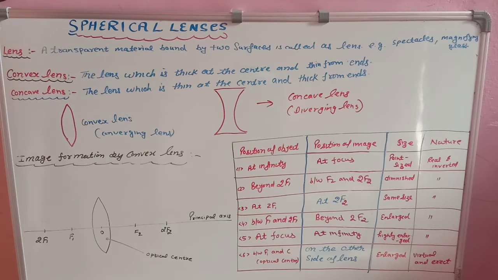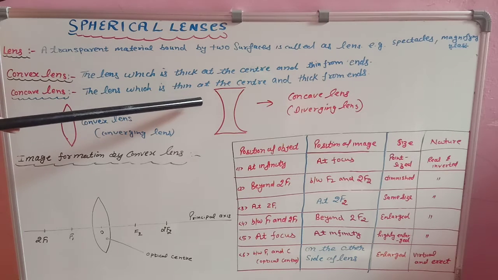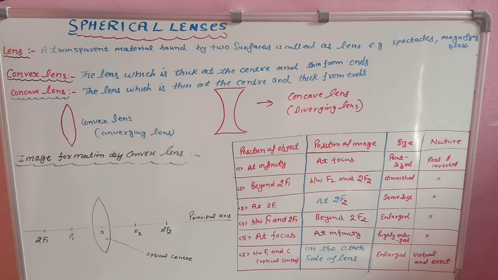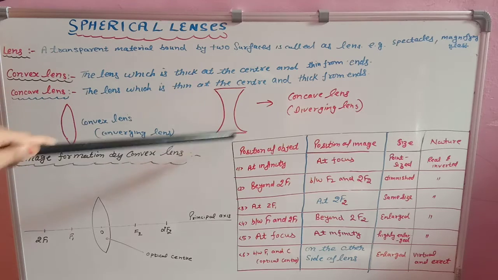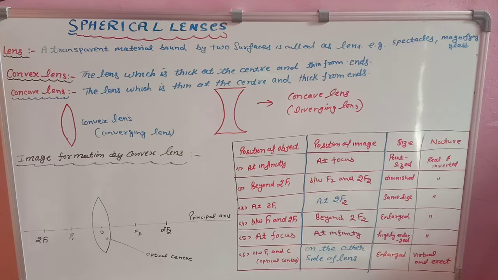If you remember, in mirrors the concave mirror was converging, and the concave lens is diverging. So the opposite is here. In mirrors, concave mirror is converging, but in lenses, concave lens is diverging. Similarly, convex mirror is diverging, but convex lens is converging. Similarly, the definition of a concave lens is the lens which is thin at the center and thick at the ends. Just see this picture. It is thin at the center and thick at the ends. We call it a concave lens and it is a diverging lens.